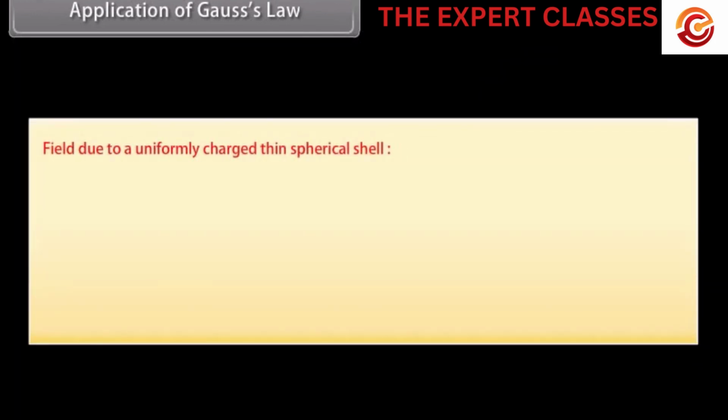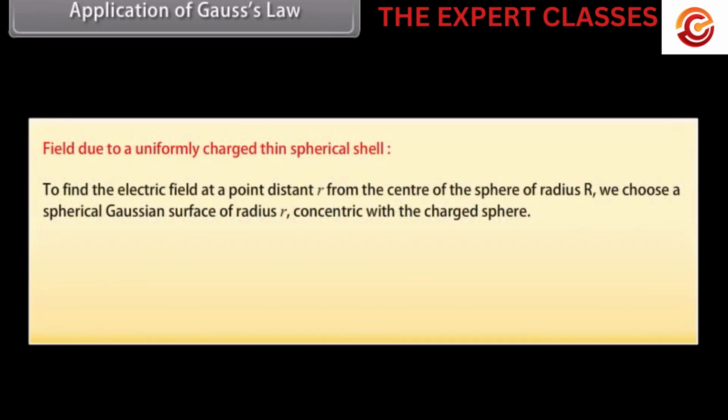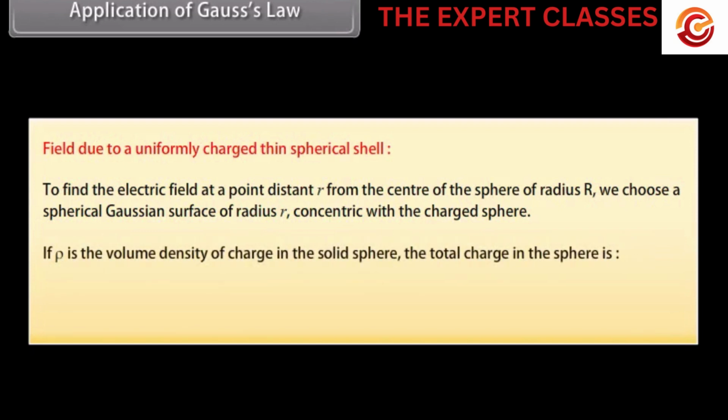Field due to a uniformly charged solid sphere. To find the electric field at a point distant r from the center of the sphere of radius R, we choose a spherical Gaussian surface of radius r concentric with the charged sphere. If rho is the volume density of charge in the solid sphere, the total charge in the sphere is given by Q is equal to 4 upon 3 pi R cube rho.